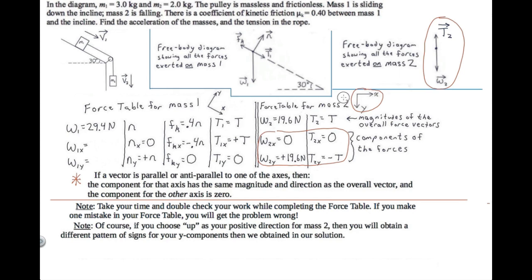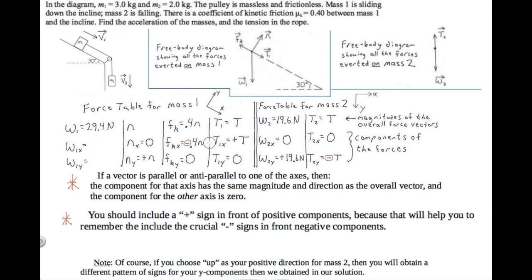We chose down as the positive y direction for mass 2, so we have to be careful to remember that choice when we determine the components for mass 2. It's crucial to include the negative signs on f sub kx and on t sub 2y. If you leave out these negative signs, you will get the problem wrong. I recommend that you include a plus sign in front of each positive component, because that will help you to remember to include the crucial negative signs in front of the negative components.